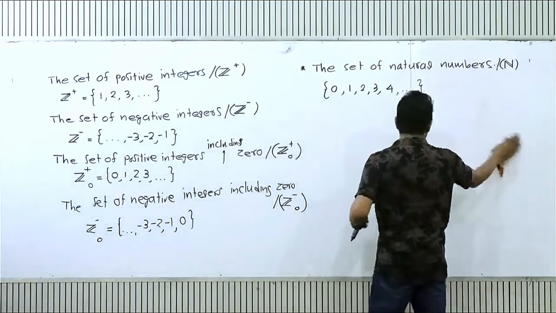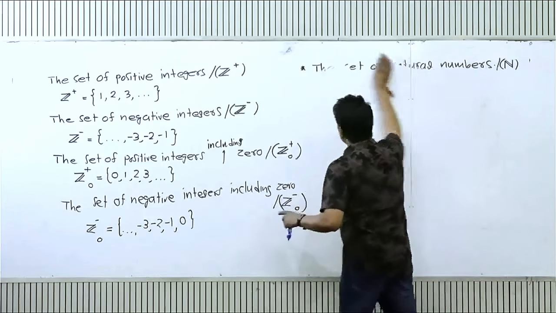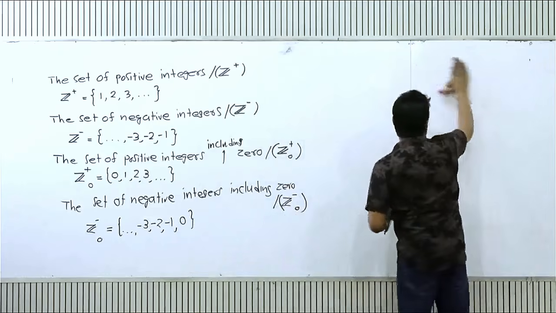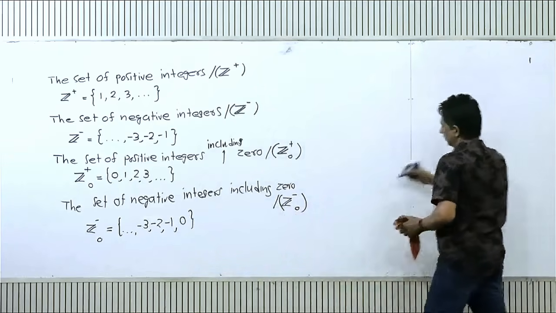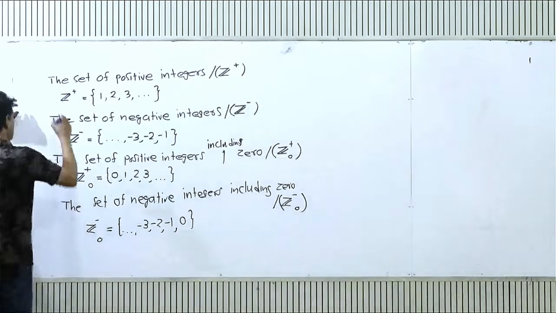Okay, now write these four types of subsets of the integer set. Write these four subsets.